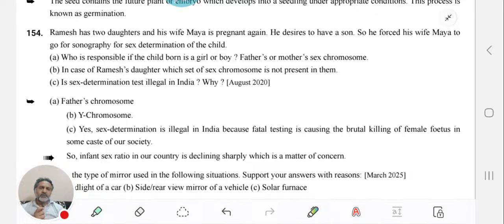In the case of Ramesh's daughters, the set of sex chromosomes not present in them is XY. Is the sex determination test illegal in India? Why? Yes, it is illegal.